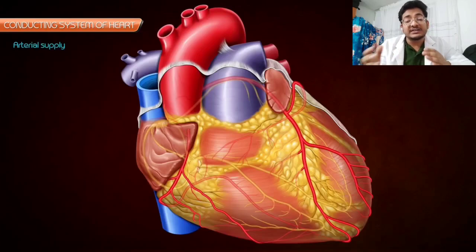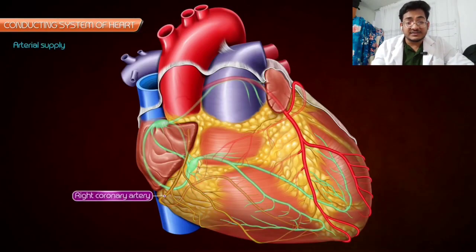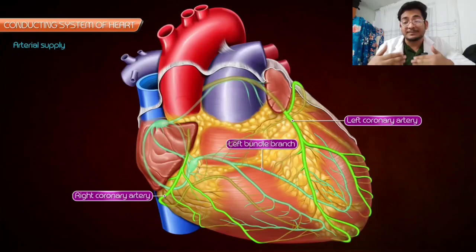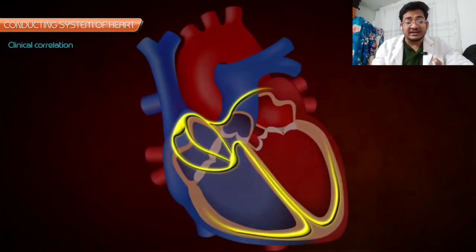Arterial supply of the conducting system. The whole of the conducting system of the heart is supplied by the right coronary artery, except a part of the left branch of the AV bundle which is supplied by the left coronary artery.